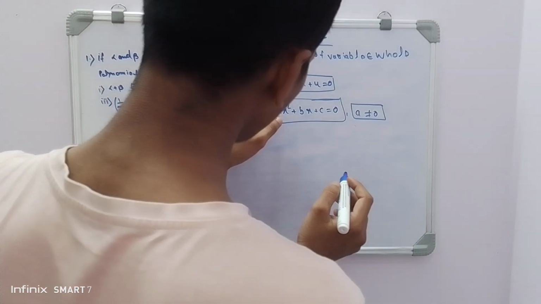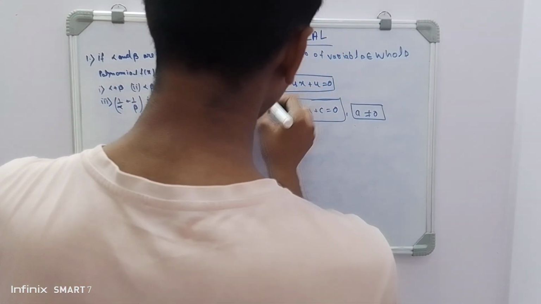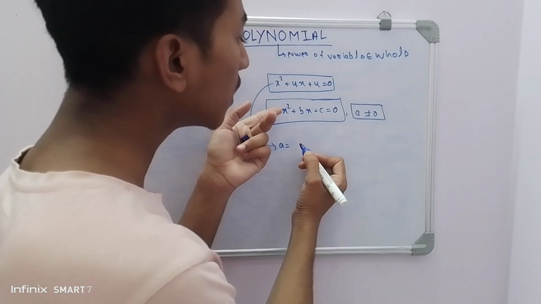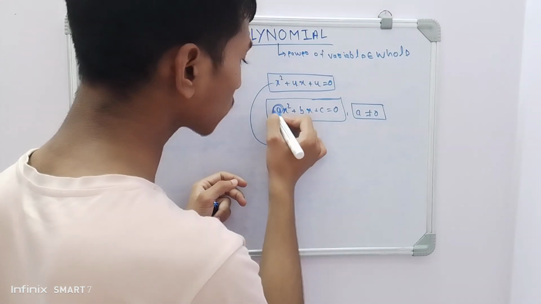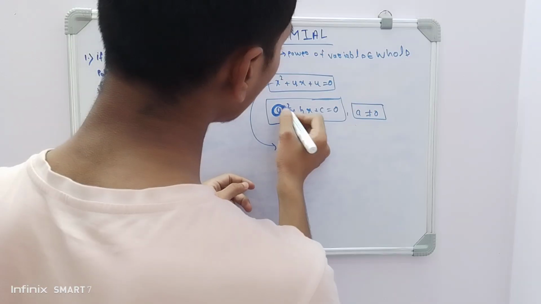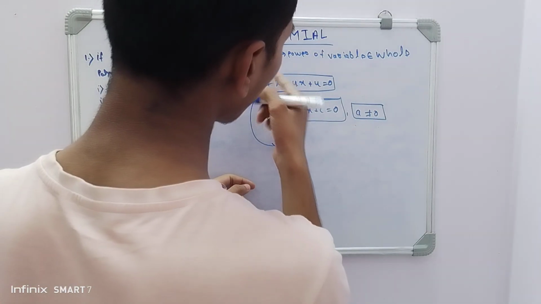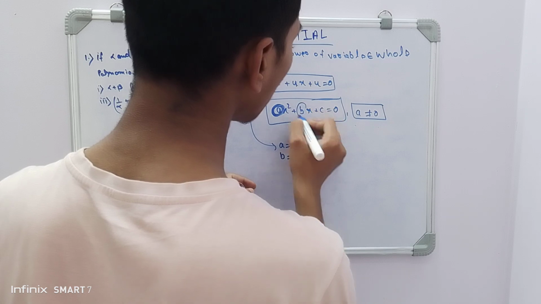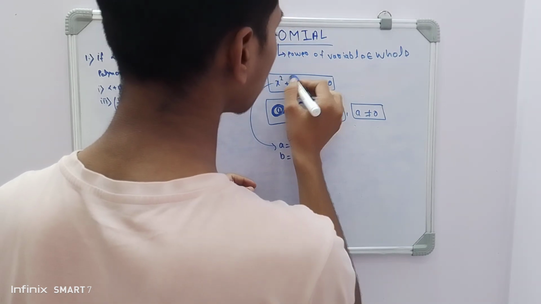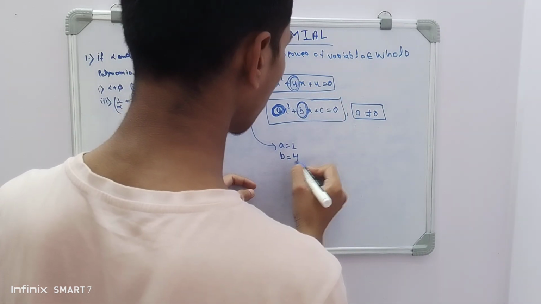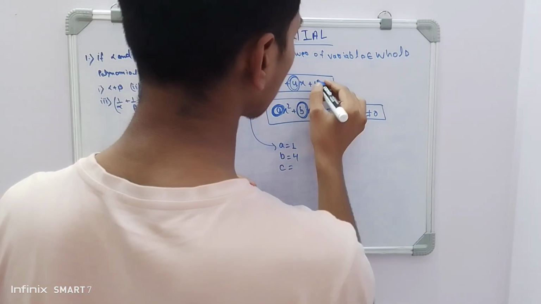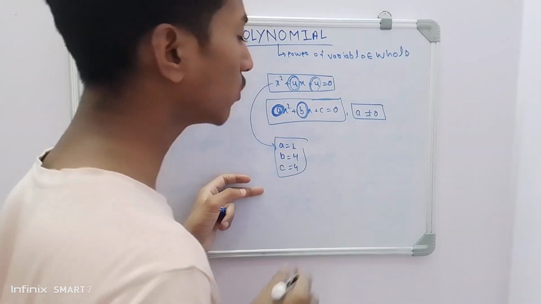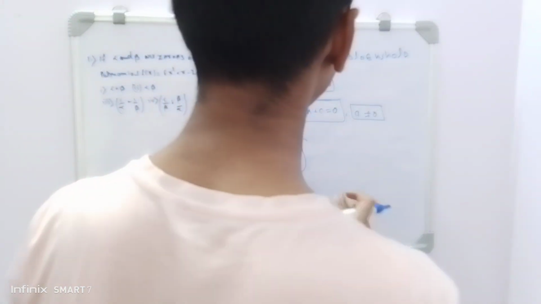If I ask you what is the value of a in this polynomial, a is the coefficient of x square. So the coefficient of x square is 1, and b means the coefficient of x, which is 4, so write 4 here, and c means the constant, which is 4. So these are the values of a, b, c in this polynomial according to the general form.